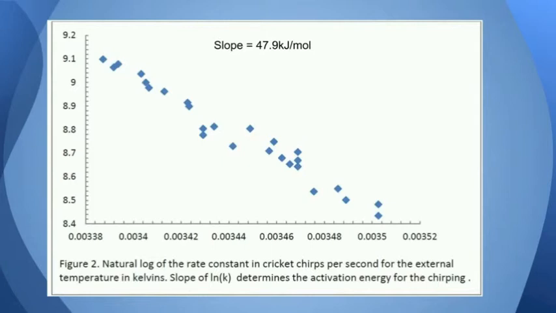When finding the activation energy for the cricket's chirps, finding the temperature in kelvins and the number of chirps per second helped give the data to put into the Arrhenius equation. By multiplying the slope of the ln(k) versus 1/T graph with the known gas constant, we were able to determine the activation energy, or the lowest energy possible for the crickets to be able to chirp.